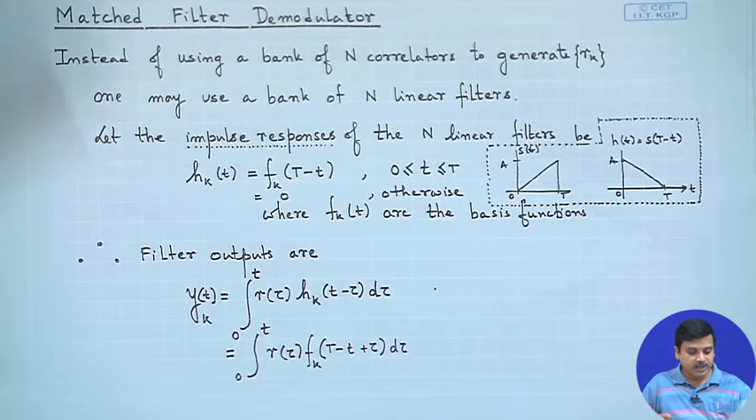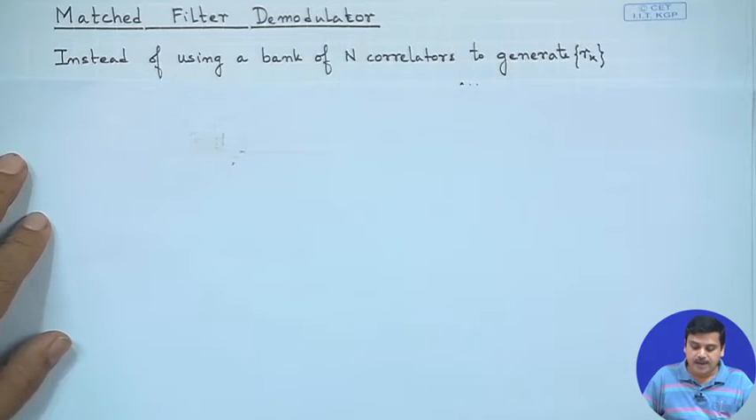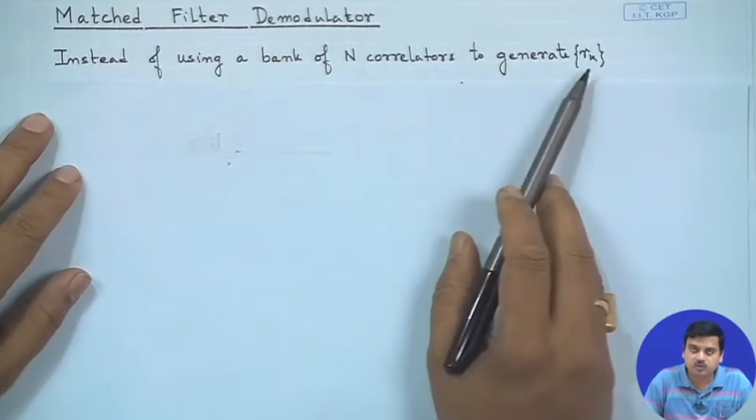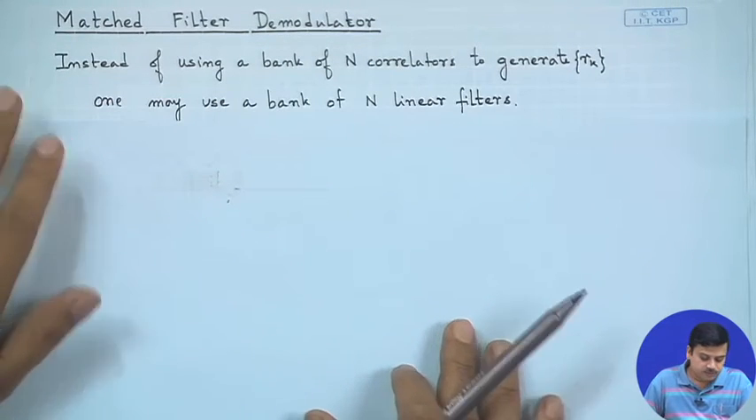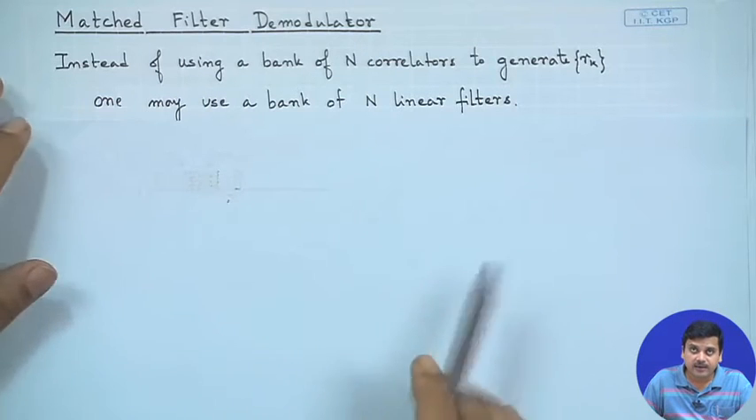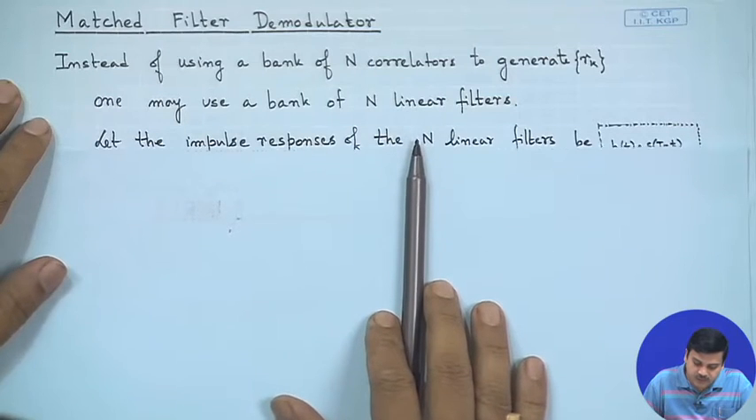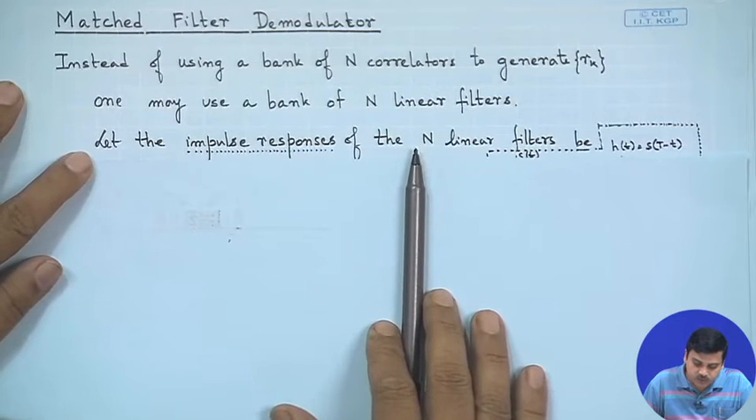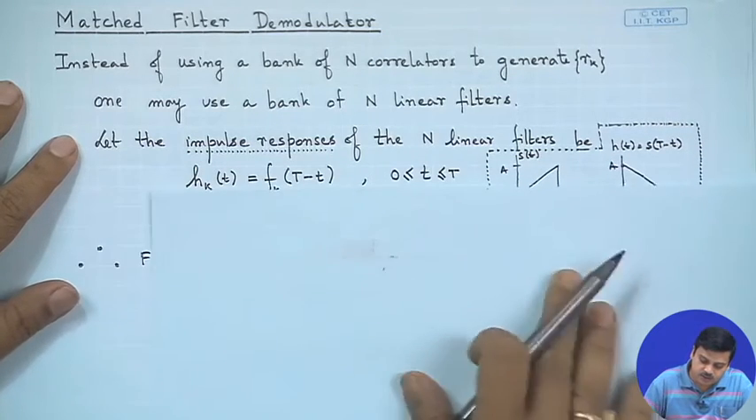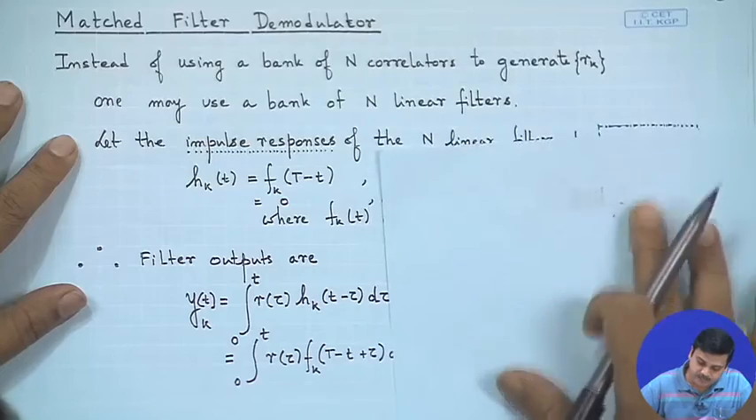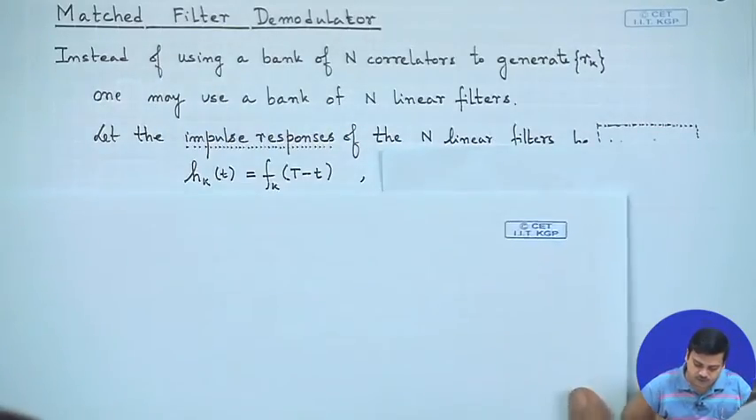Now, in the matched filter demodulator, instead of using a bank of n correlators to generate R_k, one may use a bank of n linear filters. How do we do that? To do that we use n linear filters with an impulse response that is given by f_k of t. So, we are just taking a different view of whatever we had done before.